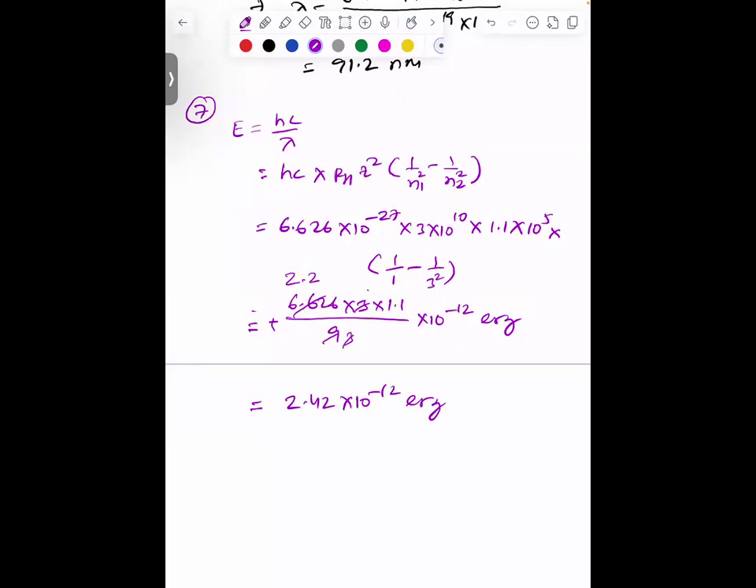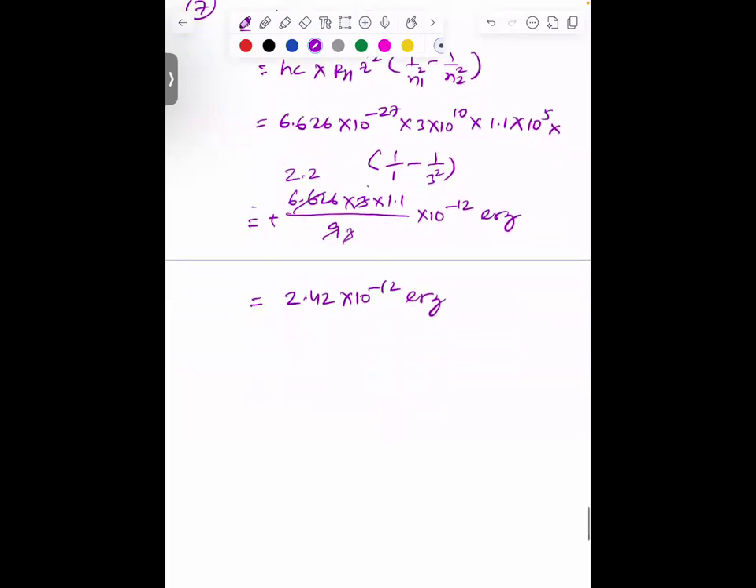Okay, so this is the energy. Here we have to find the maximum wavelength of light that can cause the transition, so we have to calculate the wavelength.